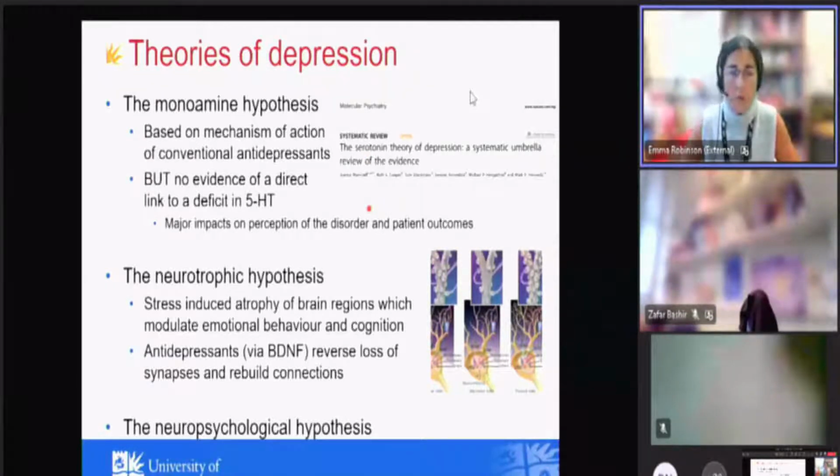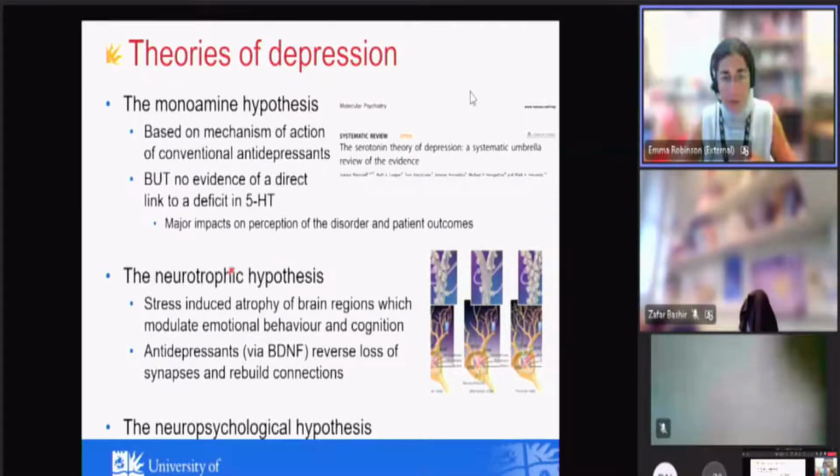And I think it's really important that we recognize this, because how people perceive their disorder has major impacts on their outcomes. So if people are told that it's a purely biological cause, they often make very little effort to change aspects of their life, which could in fact be beneficial, and the outcomes for those patients can be worse than those that recognise the importance of psychological factors.